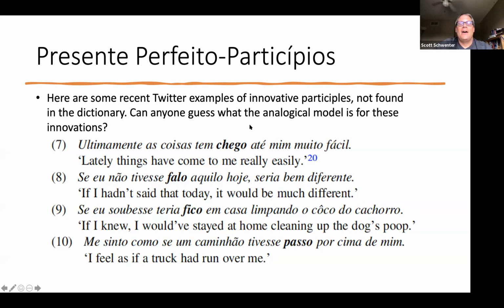So yeah. All right. So let's go on from that. So you guys guessed, right? The analogical model is really, they're taking the first person singular indicative, which is what the accepted irregular participles already look like, and they're just extending it to new ones, right? And that's what we're seeing here.